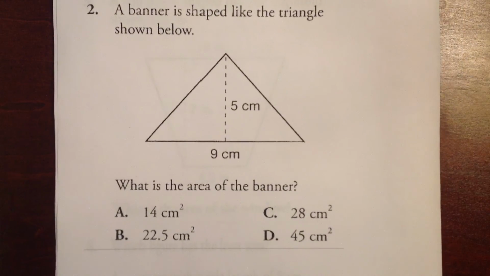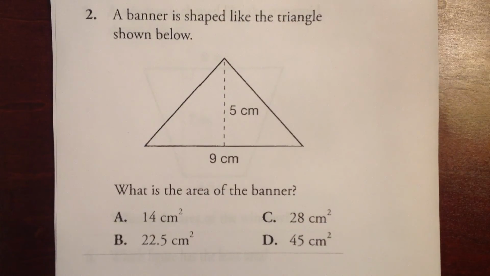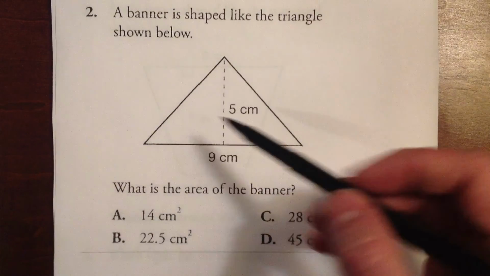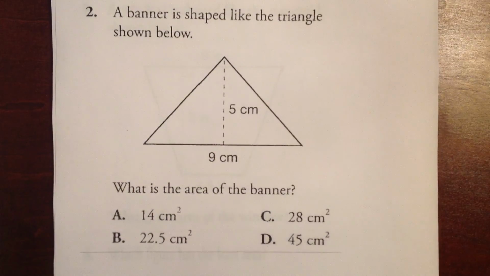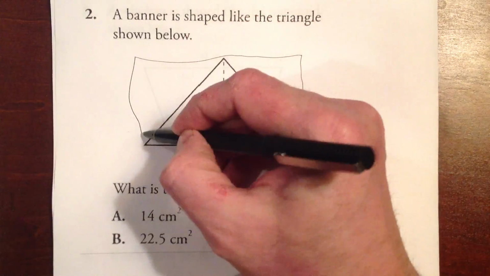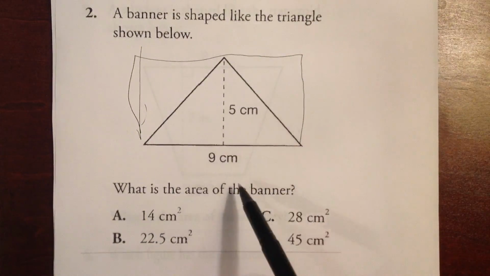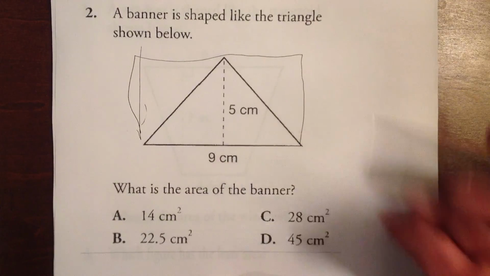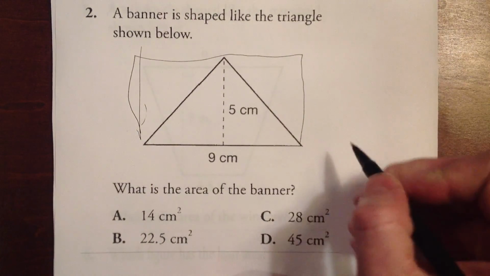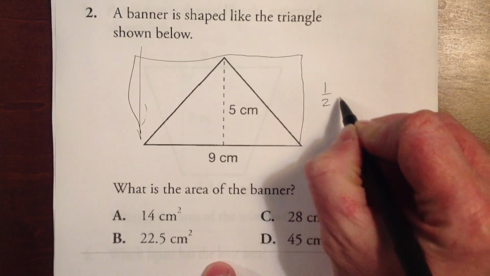The banner is shaped like a triangle shown below. What is the area of the banner? Well, the area of a triangle like this is going to be 1/2 the base times the height. Because if you think about a rectangle, if we were talking about the base times the height here, it'd be 45, but it's going to be half of that.